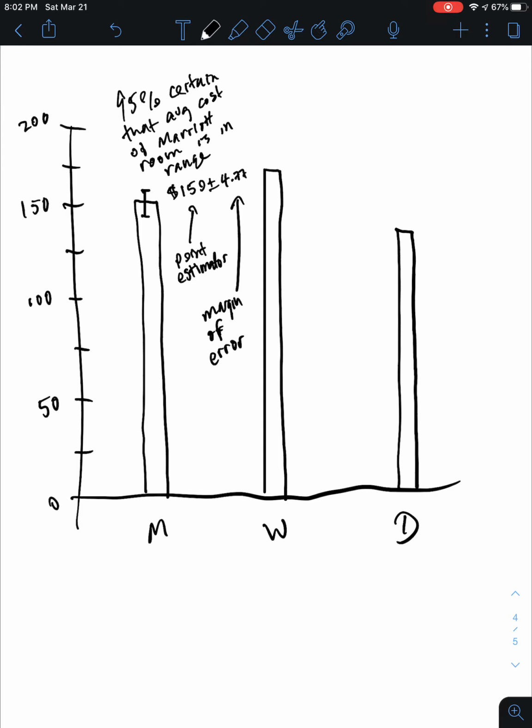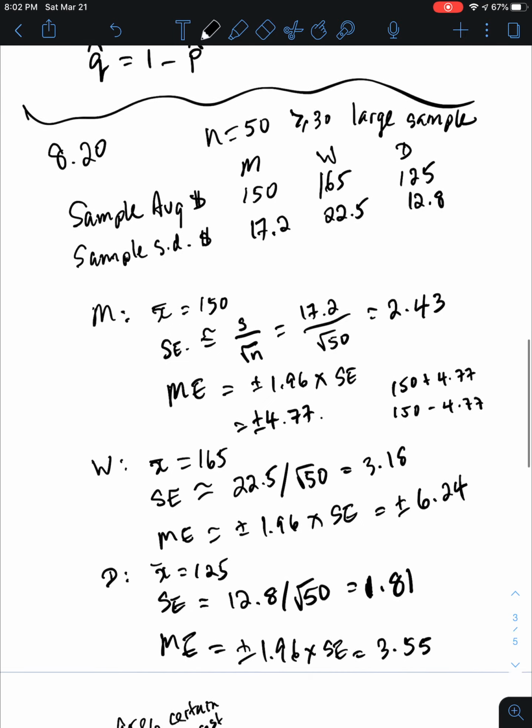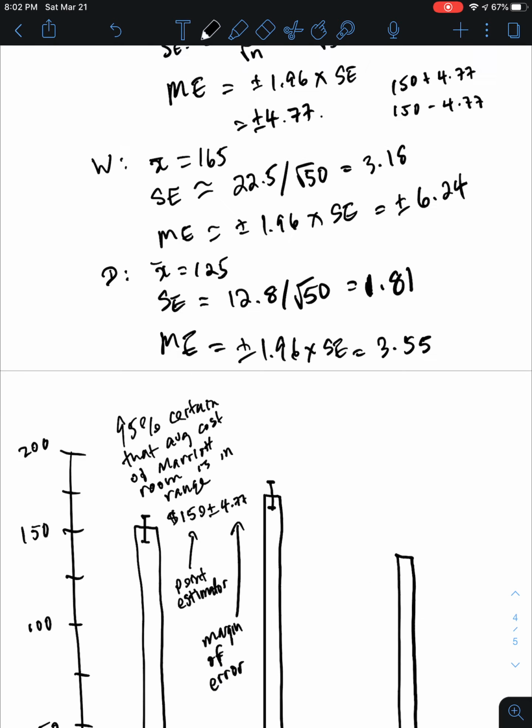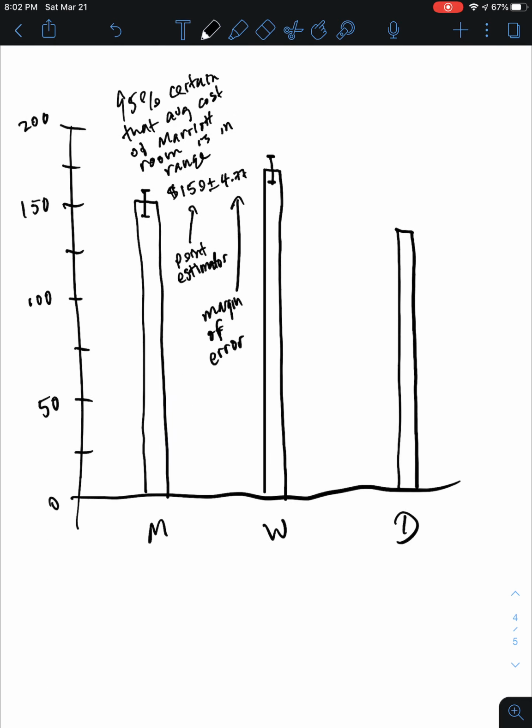The second one, how do I graph the Westin? Well, it's about plus or minus 6.24, so we're at 165. So we go up to 171. Our whisker goes up to 171, so just shy of 175. And it goes down the same distance here. And then the same for the DoubleTree. The margin of error is 3.55. So I'm going to make my bar just a bit smaller here for the DoubleTree. Less uncertainty for DoubleTree.